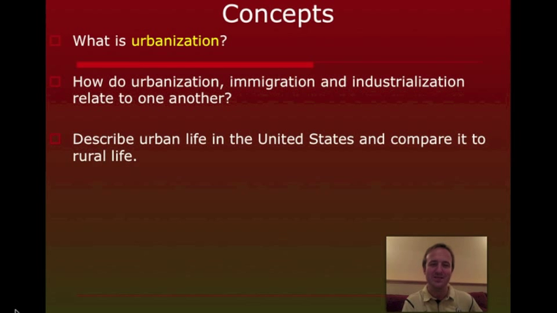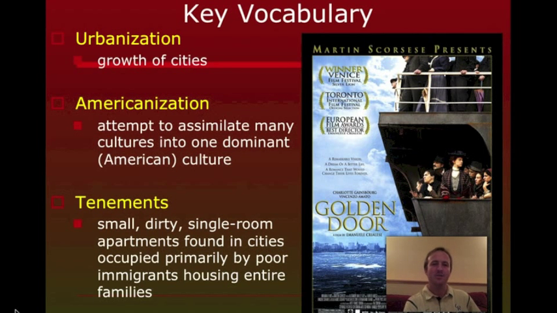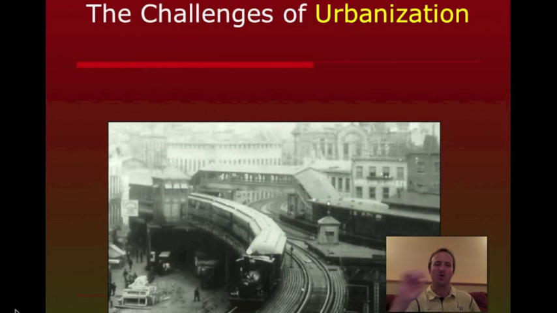And then how do urbanization, immigration, and industrialization relate to one another? And finally, describe urban life in the United States and compare it to rural life, which we've done a fair amount of already. Urbanization, that's the key vocab word for today. But Americanization, tenements, those are a couple of words that we are going to familiarize ourselves with today and tomorrow.